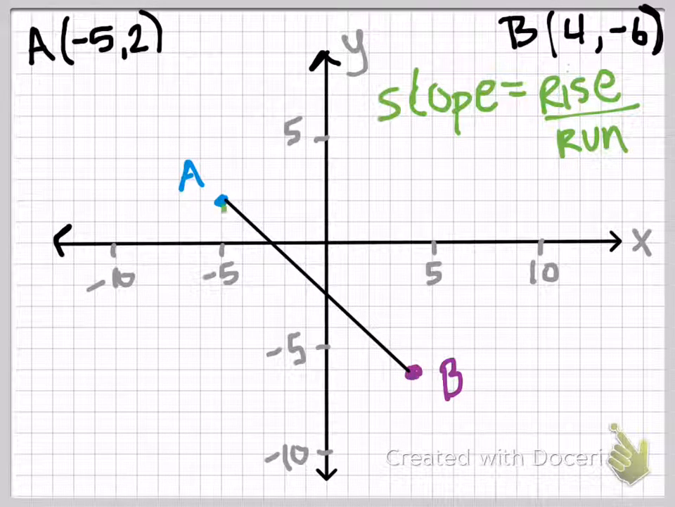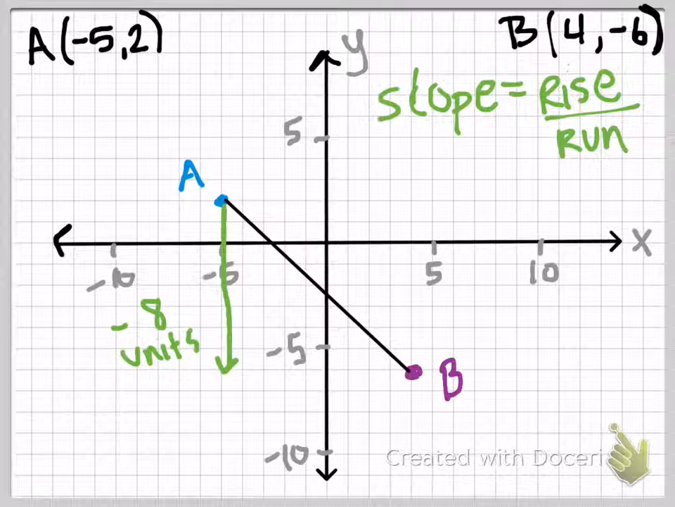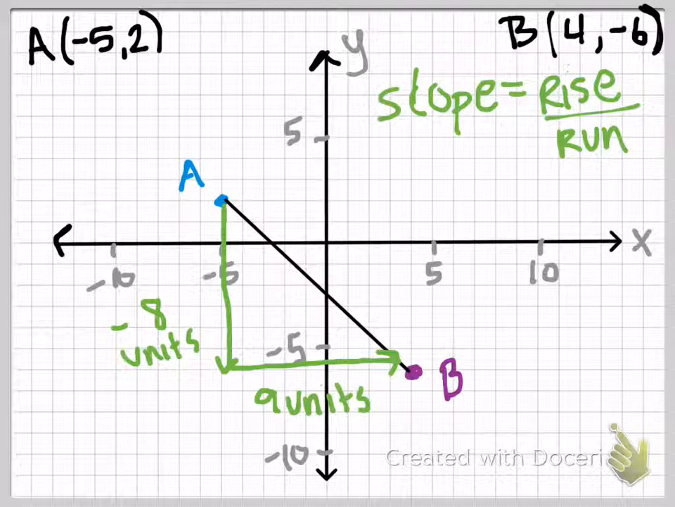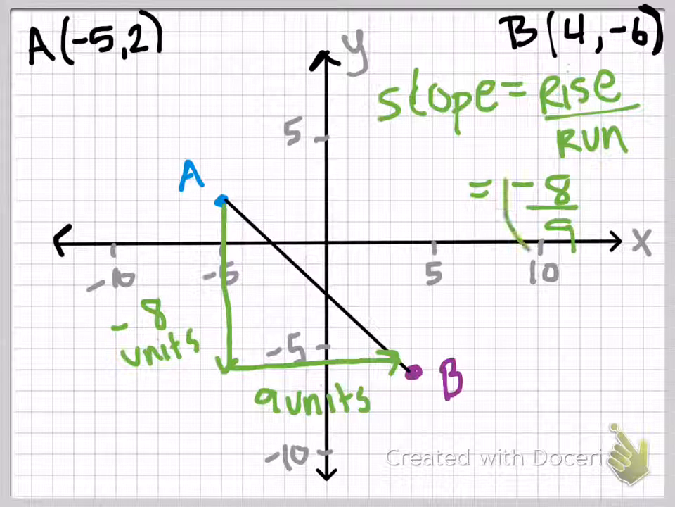Okay, so we're going to start with the rise. We're going to start on A. And our rise is actually doing what? Declining. It's going down. So it's 1, 2, 3, 4, 5, 6, 7, 8 units. So this is -8 units. And then our run is 1, 2, 3, 4, 5, 6, 7, 8, 9 units. So our slope is the -8 divided by 9. And that's the answer. Any questions on this one?